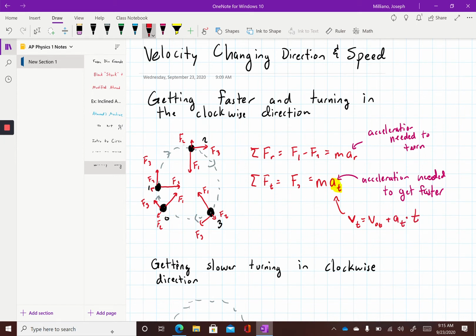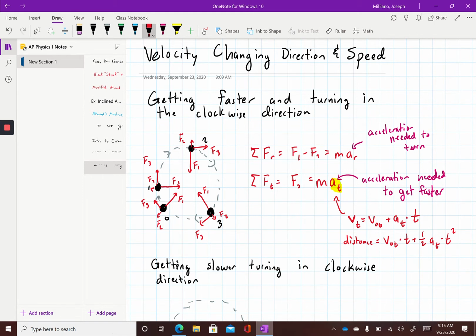We can use the distance you cover. X and Y probably isn't great as we go along the circular path, so I'll just use distance. Distance here is going to be your initial velocity in the tangential component times time plus 1/2 times your tangential acceleration times time squared. All of these equations that you know and love work for the tangential component of the distance covered.